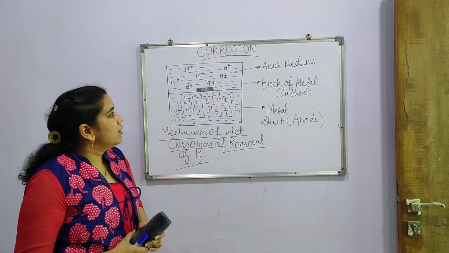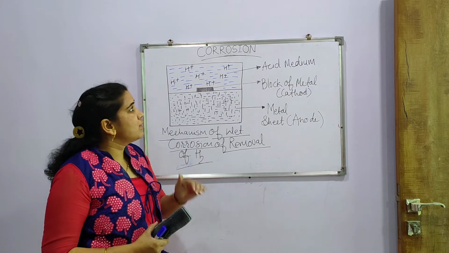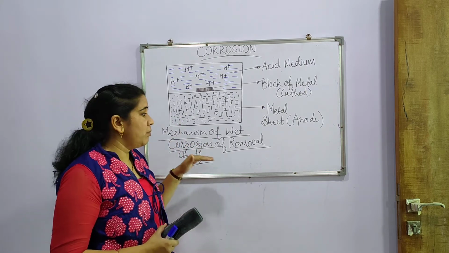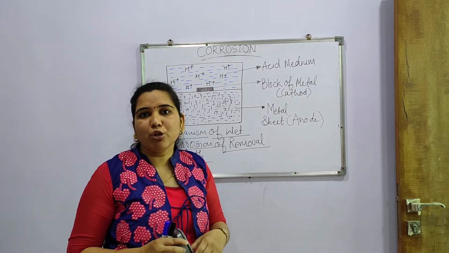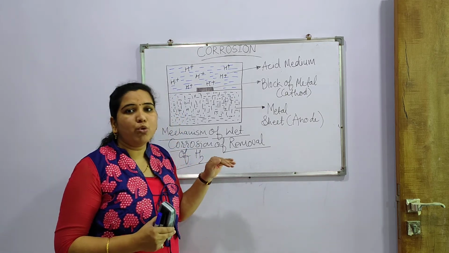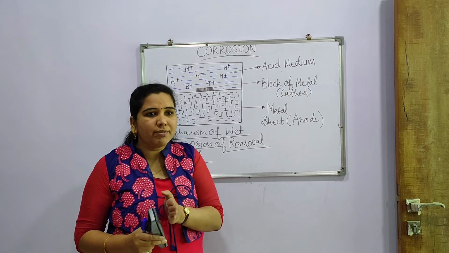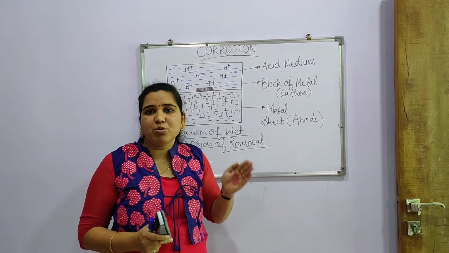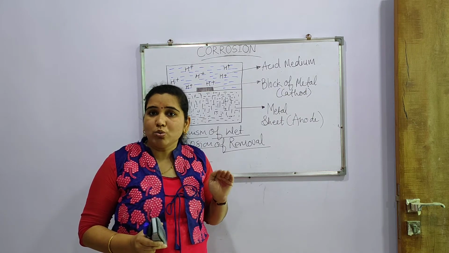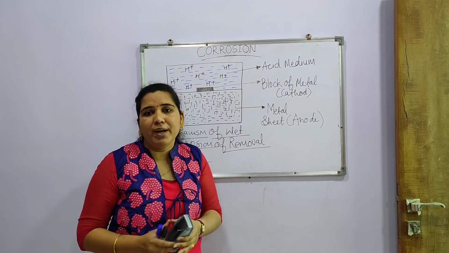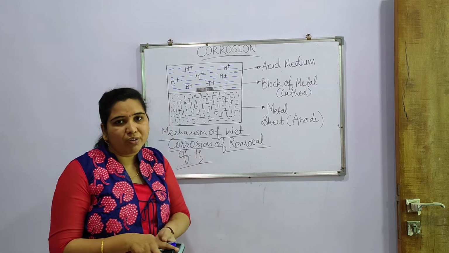Now today's topic is corrosion, in which we are going to see the mechanism of wet corrosion. We have seen already the classification of corrosion. In this classification there are two types, dry corrosion and wet corrosion. We have already seen types of dry and wet corrosion, and the mechanism of dry corrosion. Now today we have to see the mechanism of wet corrosion, which is possible in two different ways.